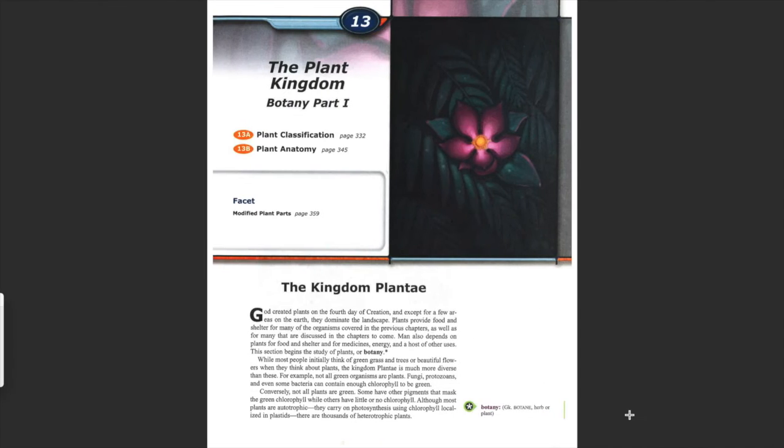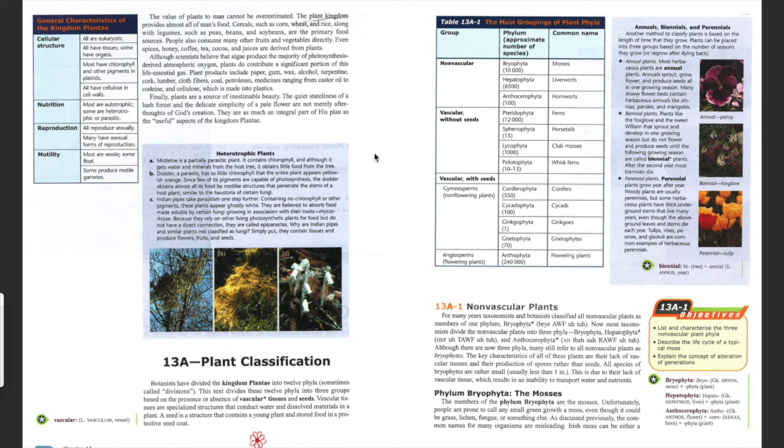I want to just take a moment to show you our book, The Plant Kingdom, Botany Part 1, Chapter 13. I'll post this PDF on the Google Classroom, but you can go through this and see the breakdown, right? You've got the general characteristics of the plant kingdom. Here you have the main groups of the plant phylum: non-vascular, vascular. You've got vascular without seeds, vascular with seeds. Vascular with seeds are non-flowering and flowering. And then of the flowering, you have the monocots and dicots.